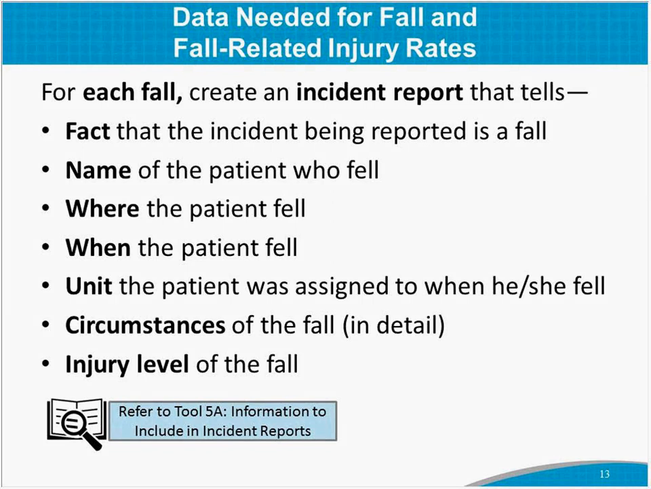When the patient fell, sometimes people find trends that more patients are falling during the day when they're getting up and moving. Sometimes people find more patients are falling in the evening or night when there's less staff. It really will vary according to your units. You also want to look at the unit where the patient was assigned, and again, always remembering to do that with the denominator of bed days of care. You may find certain units have a higher risk population than others. Then, what are the circumstances of the fall, and looking at that in detail. And then the injury related to the fall. And again, we have another tool, 5A, and that's information to include in incident reports. This is a great way to really look at what information we capture so that we can make changes in our program going forward.